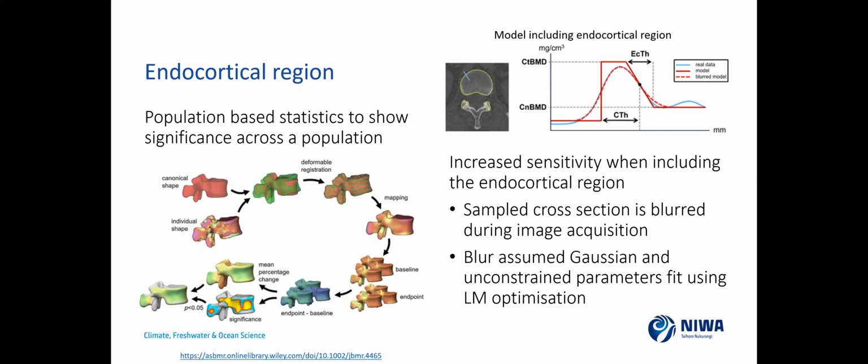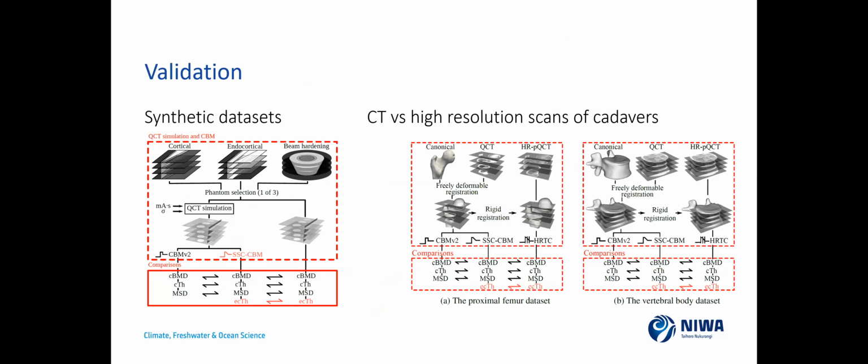And I've got two more slides. I don't want to spend too much time on this. You can see we also performed population-based statistics to see the significance of this approach across the population. And I mentioned discerning between people who fractured and people who did not. That's kind of skipping a step.